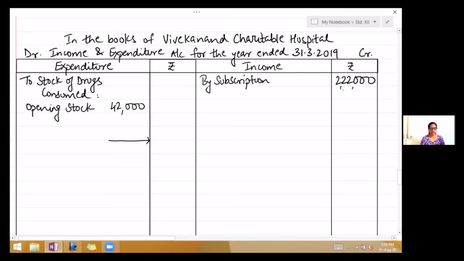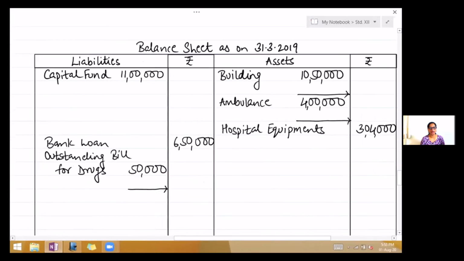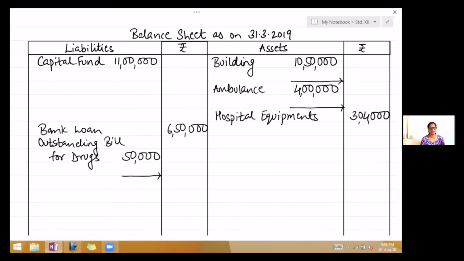Then we have life membership fees. Now the third adjustment says life membership fees are to be capitalized. Capitalized means you will add it to capital fund. So come to the liability side. Below that, write add life membership fees. $30,000.